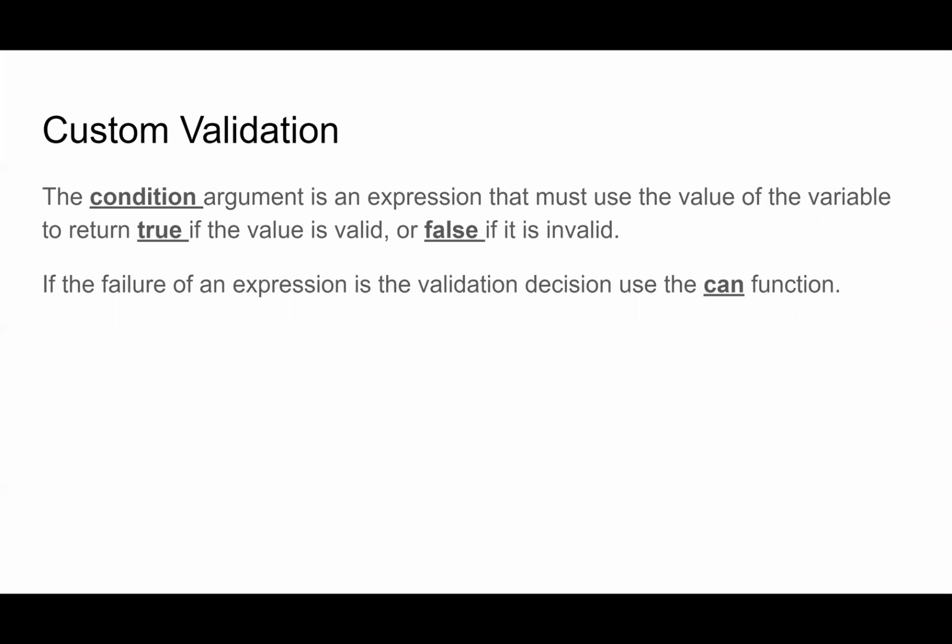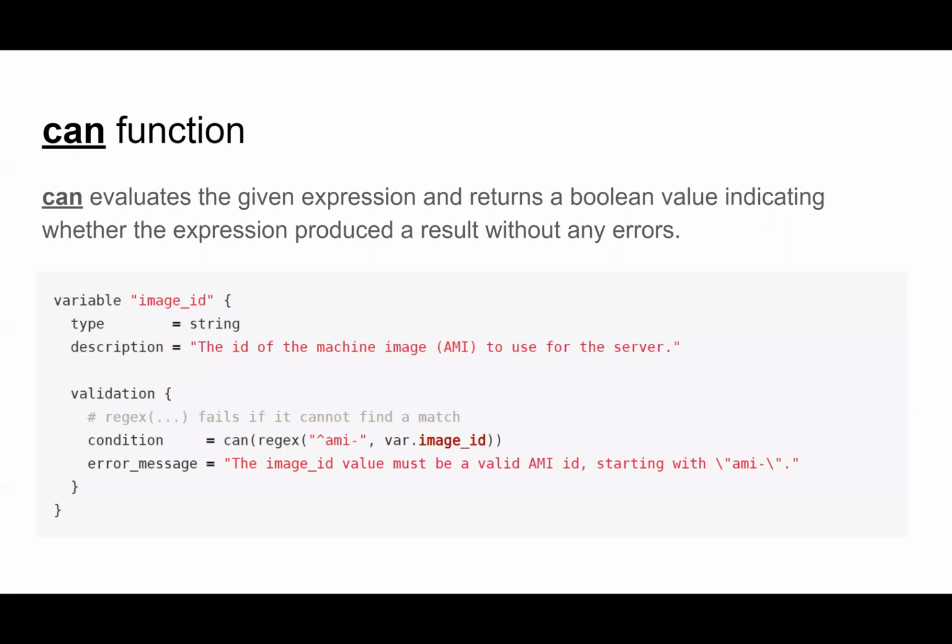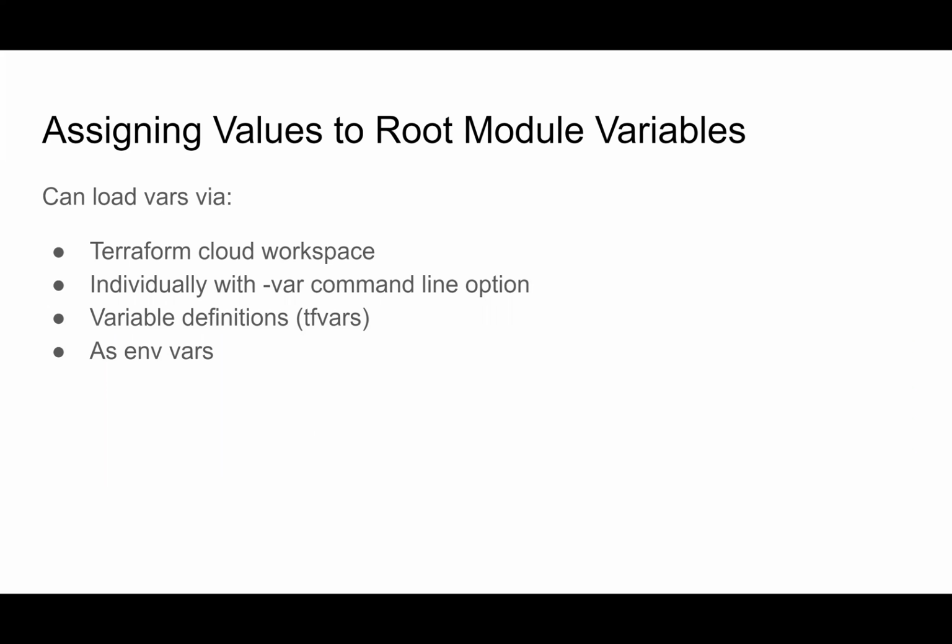If the failure of an expression is the validation decision, use the can function. So the can function works like this. We saw the example before where we're trying to find the AMI substring. In this case, we can just do a regex, and can evaluates the given expression and returns a Boolean value indicating whether the expression produced a result without any errors. All right.